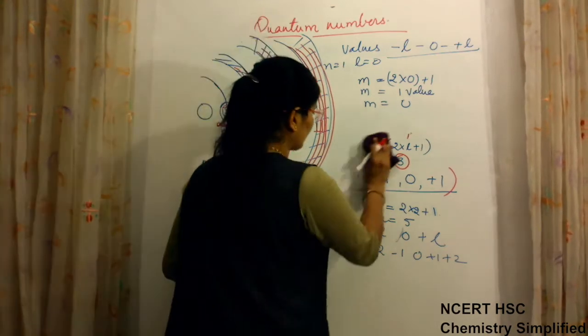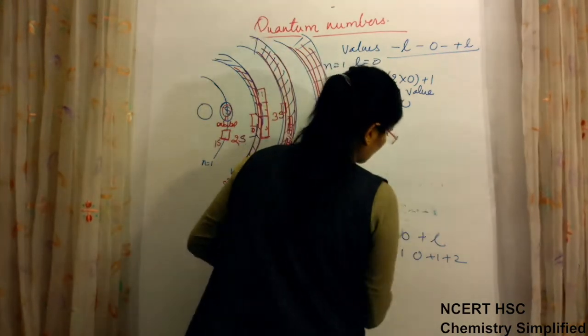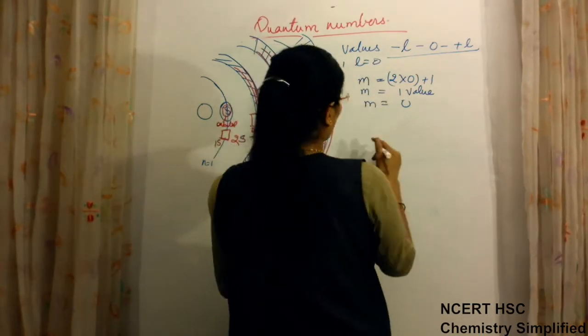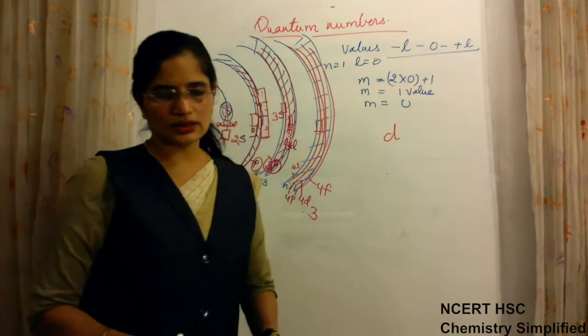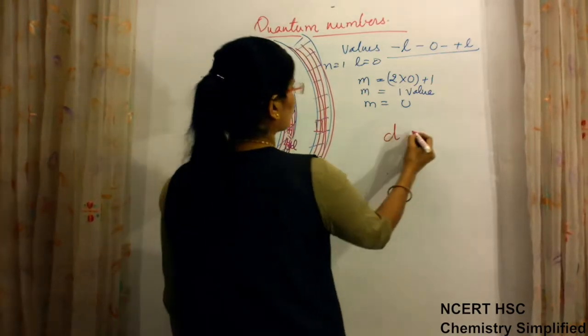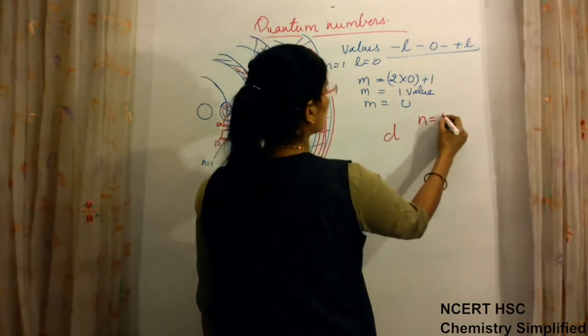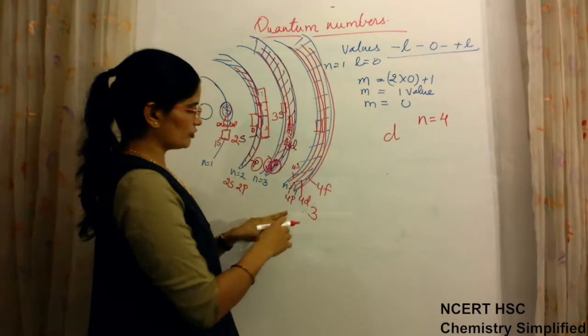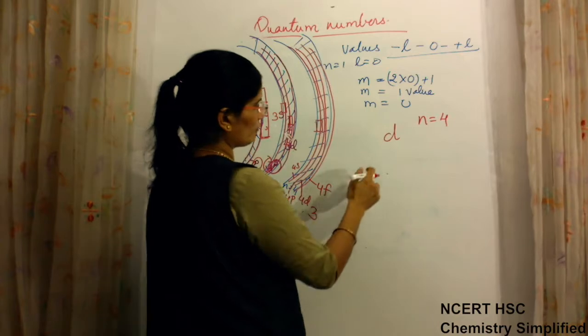Now it comes to the d subshell. The d subshell first appears at n equal to 3, and f first appears at n equal to 4. For n equal to 4, the first time we will have the value of 4f.